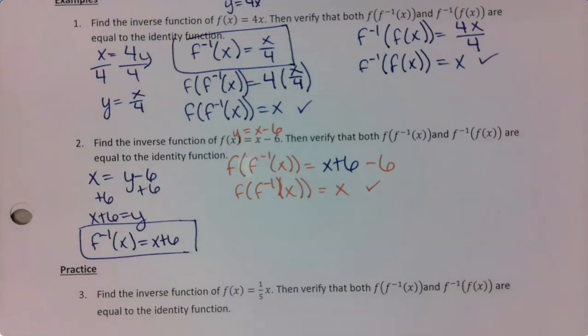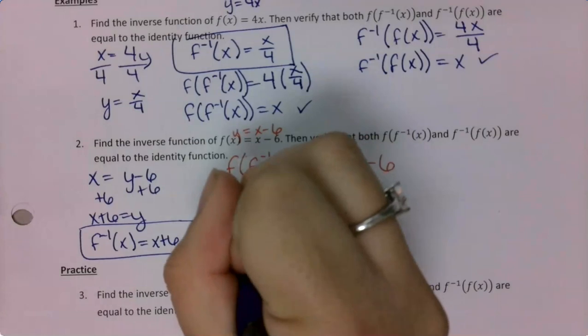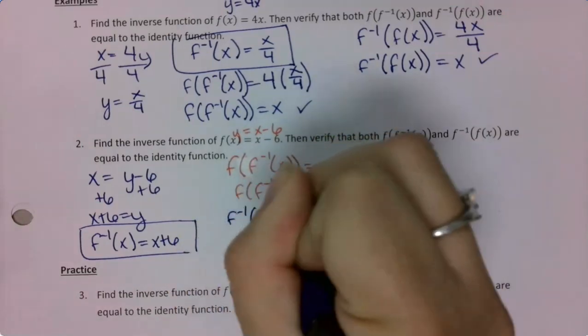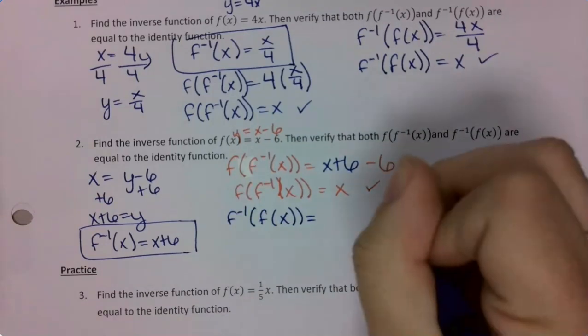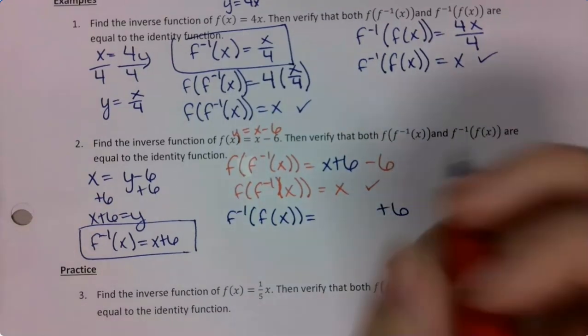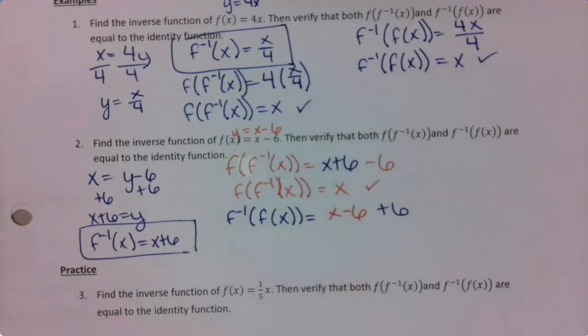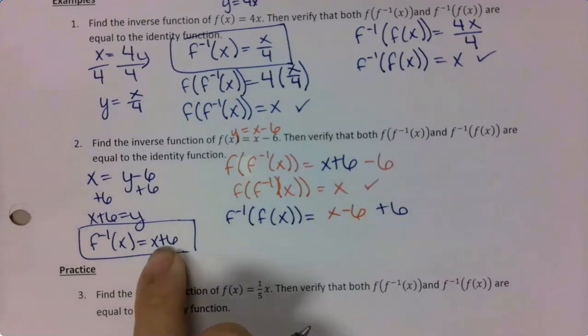Okay, so then I want to go ahead and do this the other way to check. So I'm plugging into my inverse function. So this one I'm plugging in the x minus 6 for my x in the inverse function.